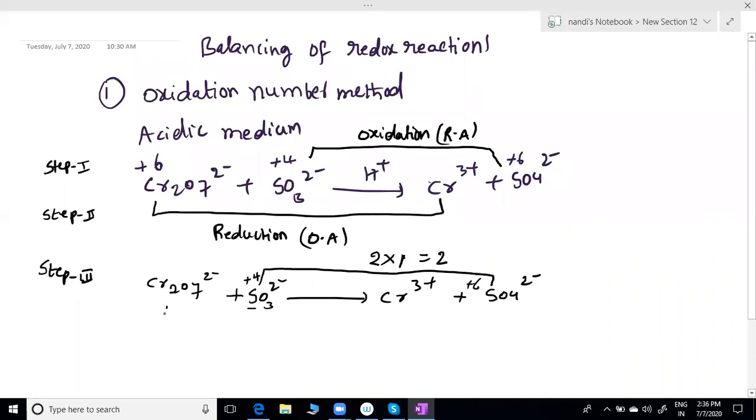What about the chromium n factor change? Can you calculate, anyone? Here chromium is plus 6, here plus 3. How much difference? You may take the modulus, you won't get any confusion. Here 6 minus 3. But how many chromiums here? 2. How much will you get in total? 6 is the n factor.